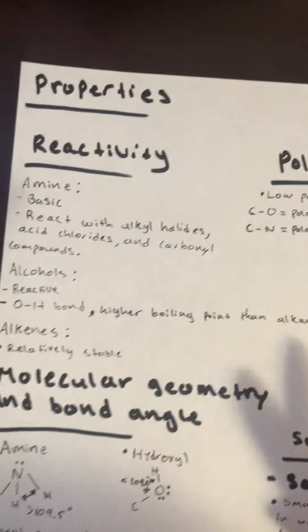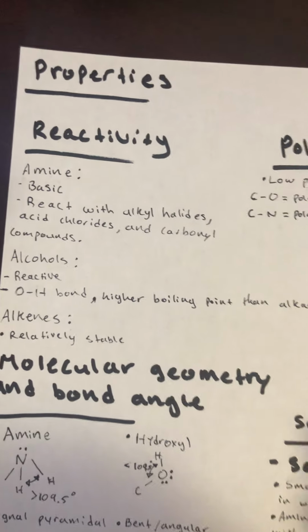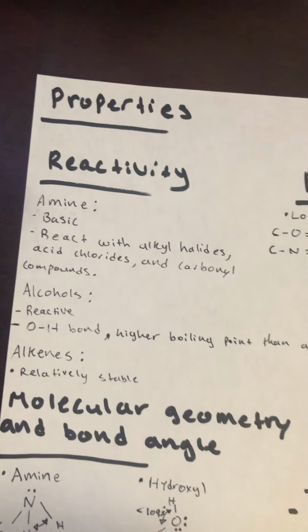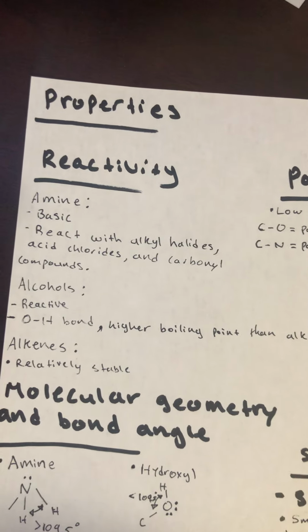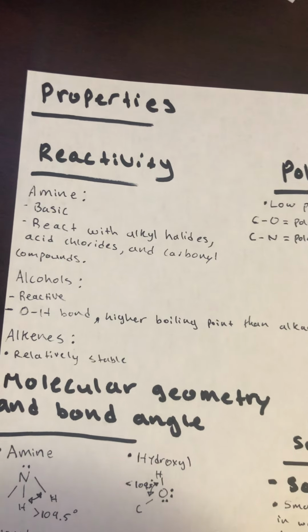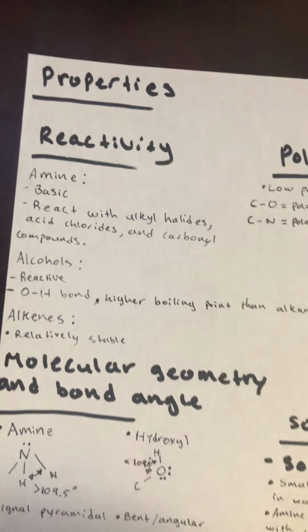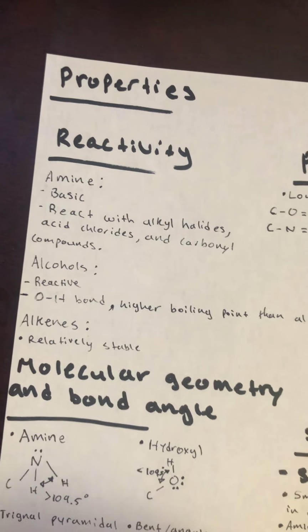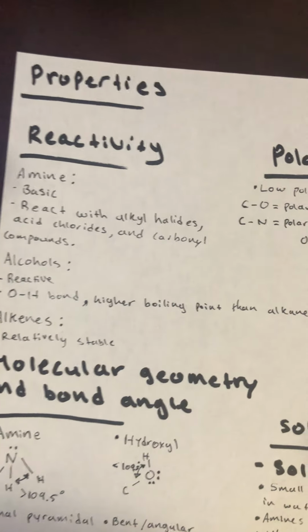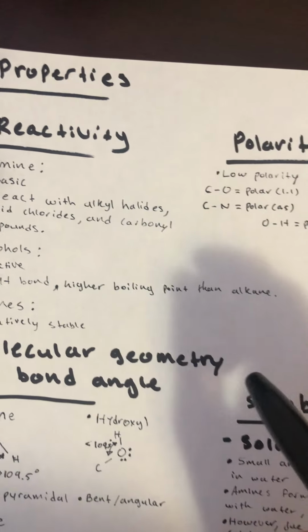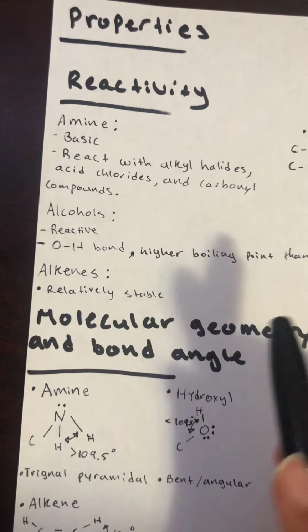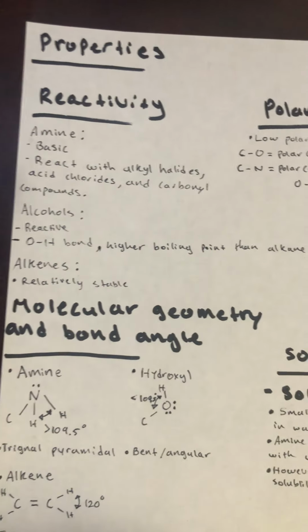And moving on to the properties now. So the reactivity, so this is an amine. So the amines are very reactive as they're basic. They react with alkyl halides, acid chlorides, and carbonyl compounds. There's also an alcohol group. They're reactive as there's hydrogen bonding, OH bonding, and there's a higher boiling point than alkanes. So the alkene over there is relatively stable and isn't that reactive.